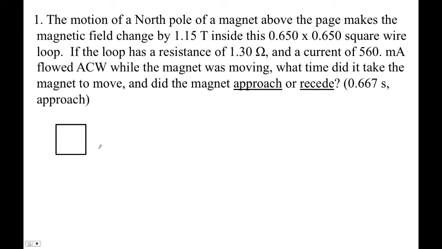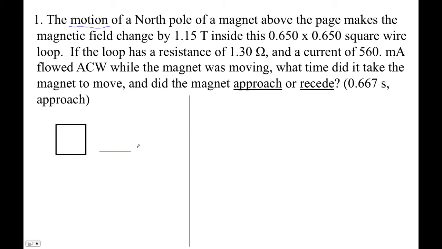Let's do one of these problems with approach or receding, right? Okay, so we have the motion of a North Pole magnet above the page. Notice I'm being vague: is it approaching or receding? Well, let's figure this out. Let's do the direction here, because actually calculating the time and all this stuff is not very hard. But figuring out this approach and recede is at least somewhat difficult, right?